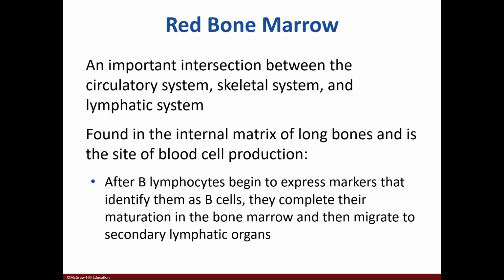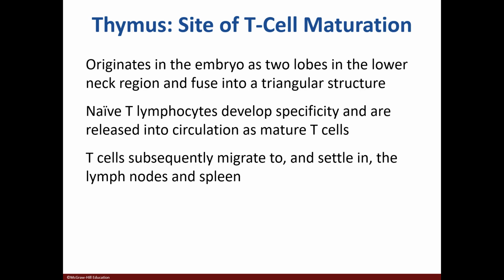The red bone marrow intersects the circulatory, skeletal, and lymphatic system. It's found within the matrix of long bones and is where blood cells are produced. After B cells mature, they leave the bone marrow to the secondary lymphatic organs. The thymus is a location in which the T cells mature. It originates in the lower neck region during embryonic development. Once the T cells develop specificity and mature, they settle in the lymph nodes and spleen.